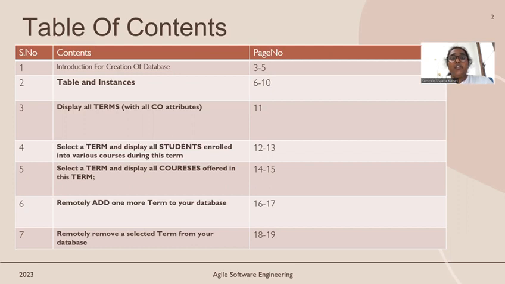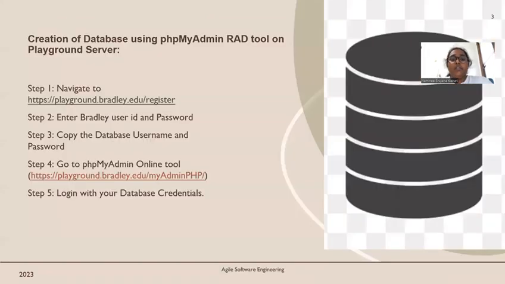According to variant 3, we display the terms table with all its attributes, display the number of students enrolled for courses in one particular term, and display the courses available in that term. Along with this, we are remotely adding a term to our database and also removing a term from our database remotely. Firstly, let us discuss the creation of the database.